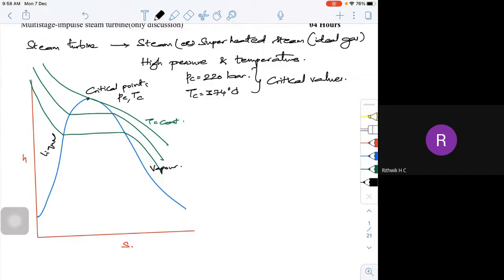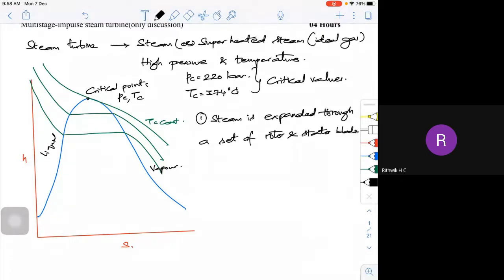Okay, what happens in a turbine? The first and foremost thing that happens is the steam expands through a set of blades, rotor and stator blades. And what is the output? To extract work, I'm going to get what is called a mechanical rotation.